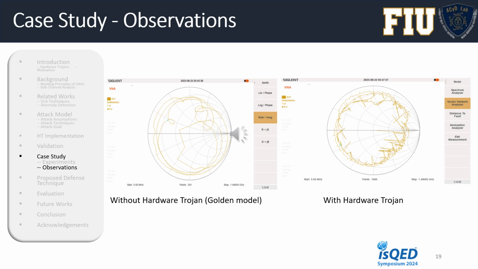And as you can see here, using the vector network analyzer, we were able to construct a Smith chart. And the Smith chart is able to plot the impedance values at different frequencies over time. So without the hardware Trojan, being the golden model, we could see that the values are kind of smoothed out, compared to the results that we got with the hardware Trojan. With the hardware Trojan, there are a lot more spikes and variations when it comes to the impedance.